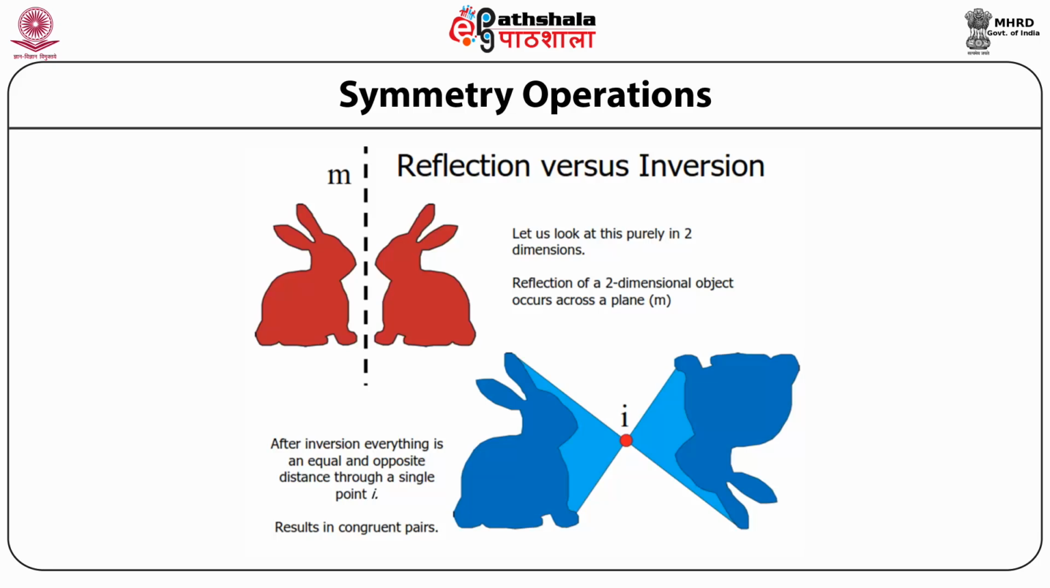So in the reflection symmetry, there was a plane. Here it is a point, as you can see in the center at the eye, with respect to which everything is inverted. You can see the rabbit has gone upside down. So that is just to illustrate the difference between reflection symmetry and inversion symmetry.